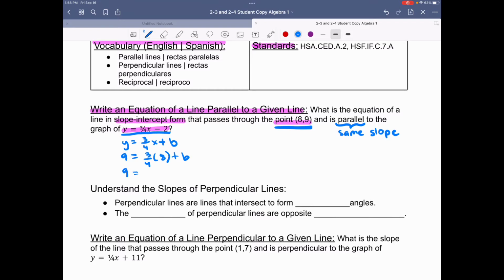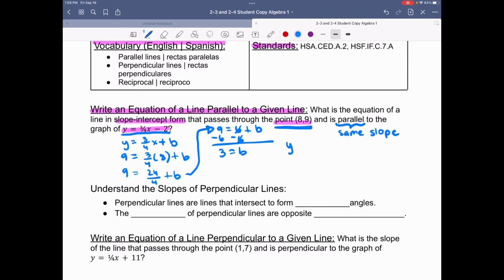So 9 equals 8 times 3 is 24, divided by 4, plus b. And when we divide 24 by 4, that will be 6 plus b. The next step is to subtract 6 from both sides, and we have that cancel each other out. And now we're left with b equals 3. So our y-intercept is 3.